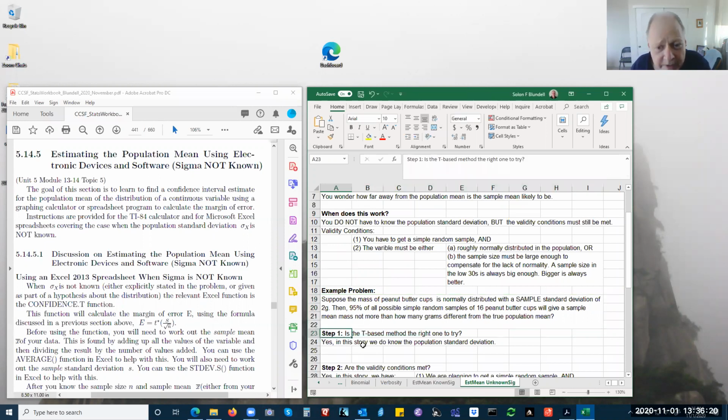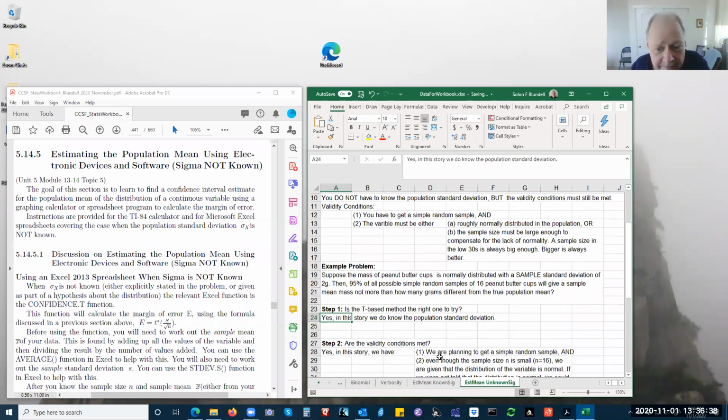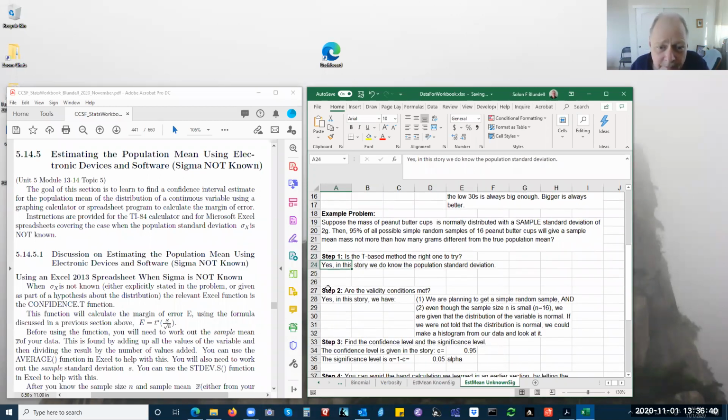So we have to decide, are we going to use the Z method or the T method? You use the T method because we do not know the population standard deviation. That's all you think about to make that decision. Is it going to be Z versus T? That is, do I know the sigma or not? Once you've made up your mind which method to try, then the question is, are the validity conditions met?